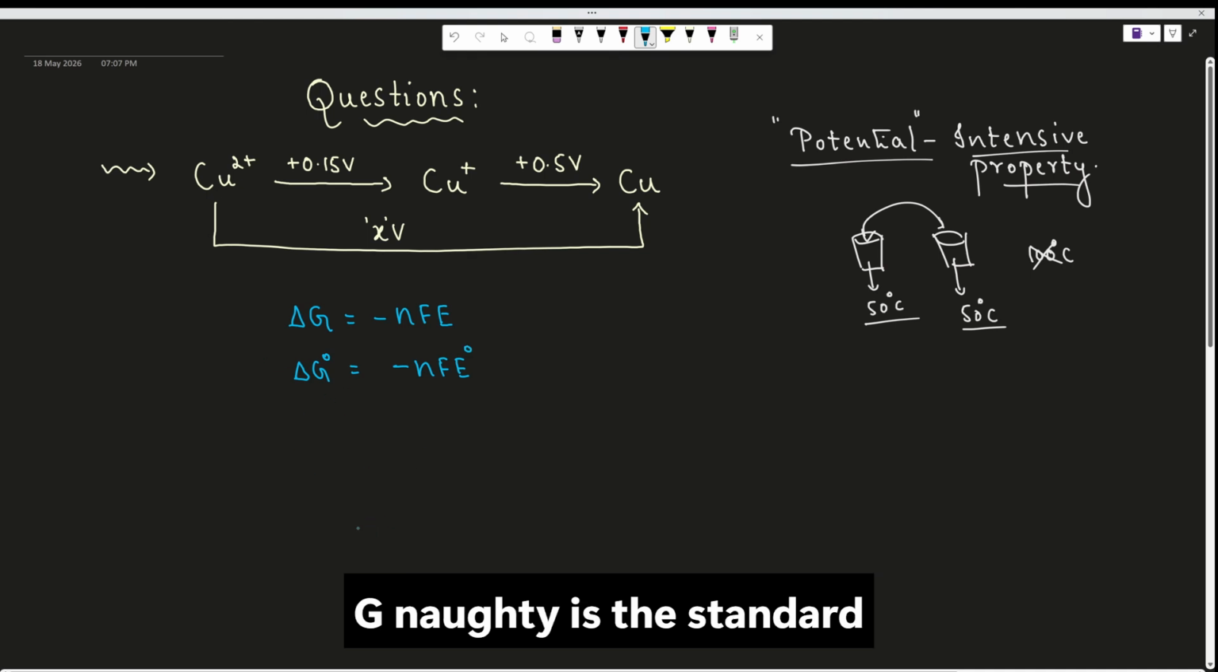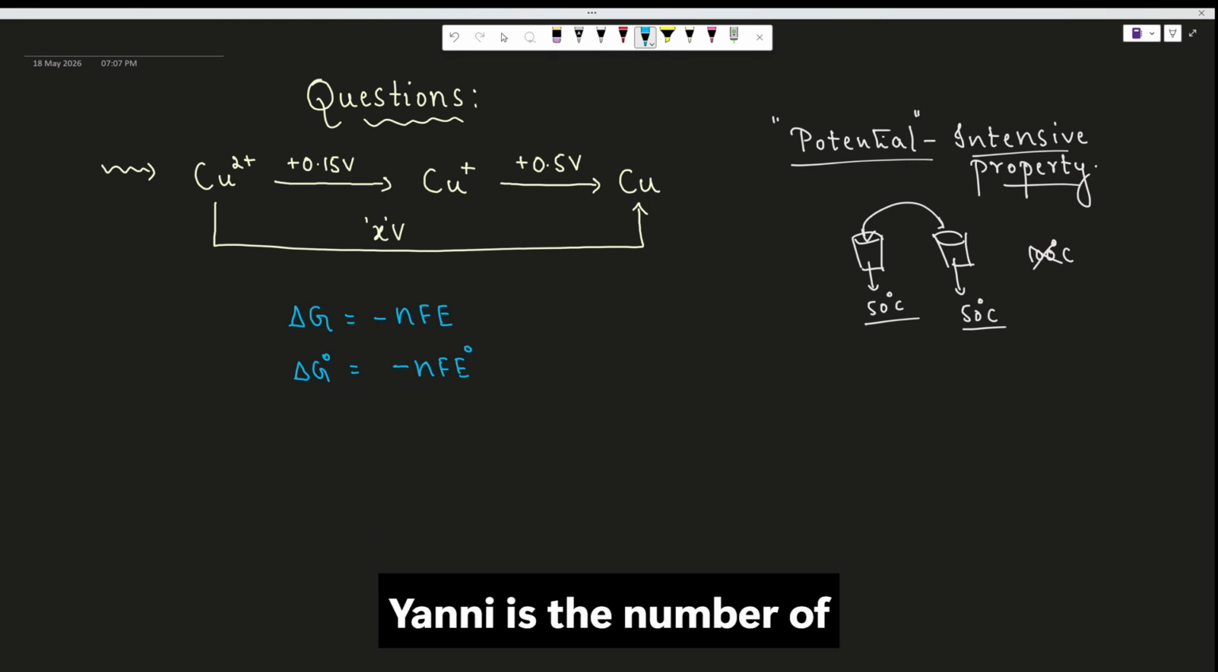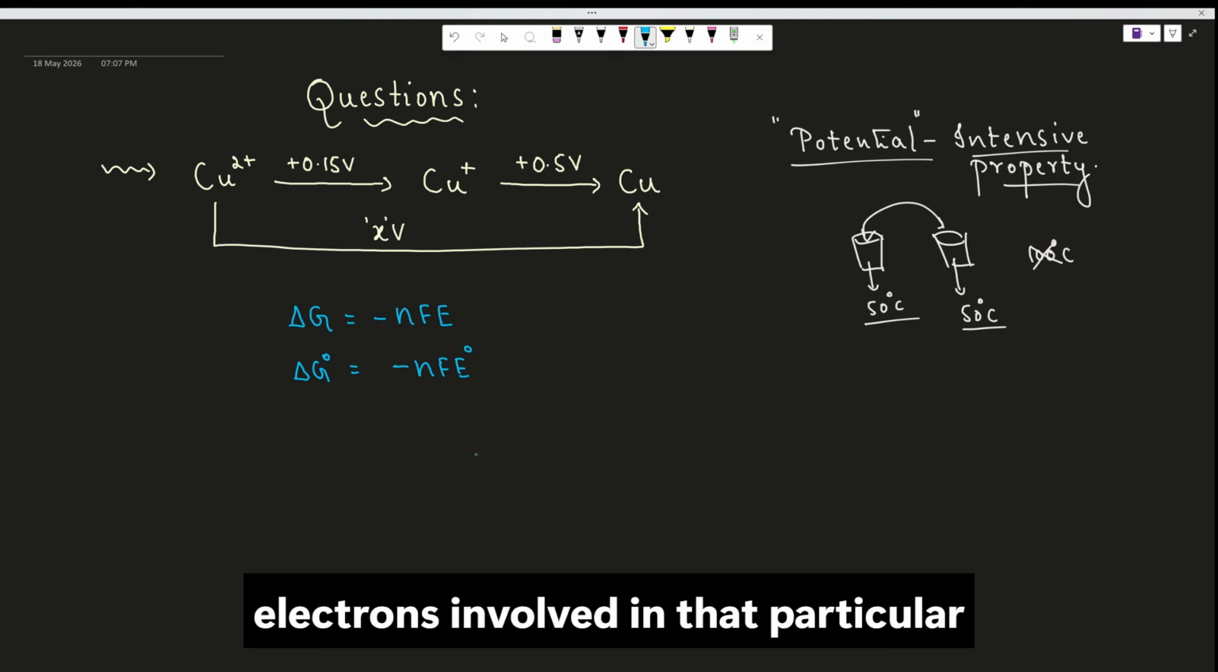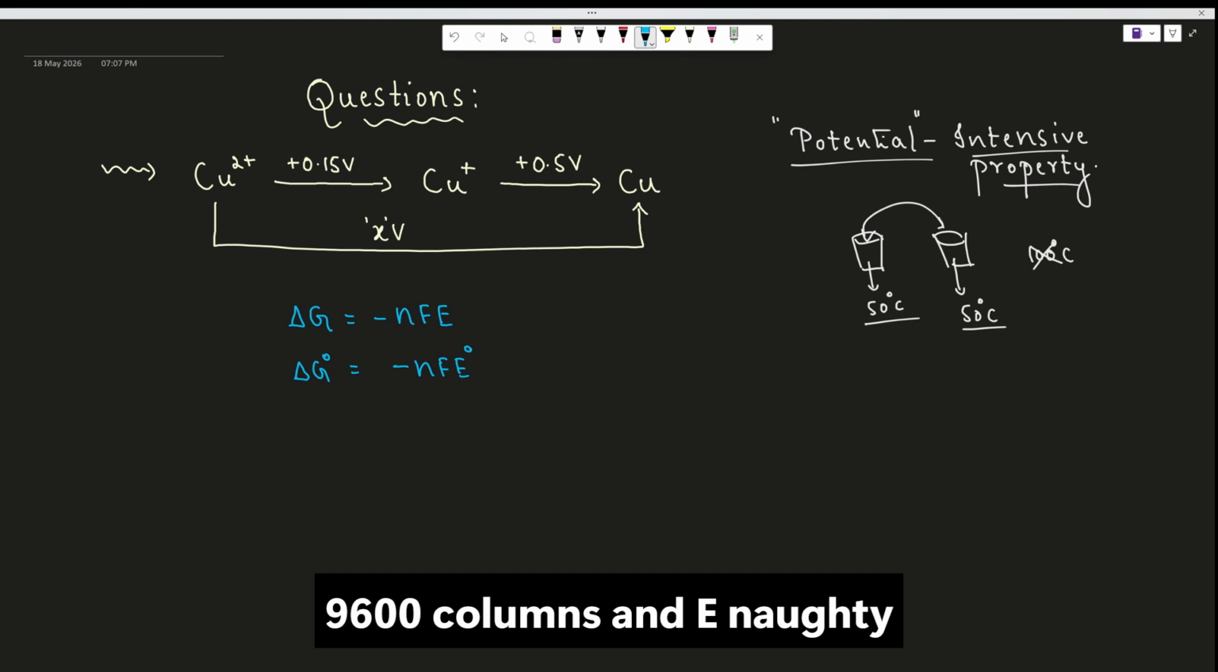Here delta G naught is the standard Gibbs free energy change. Then n is the number of electrons involved in that particular reaction. And F is Faraday's constant. You know, it is 96,500 coulombs. And E naught is the electrode potential.